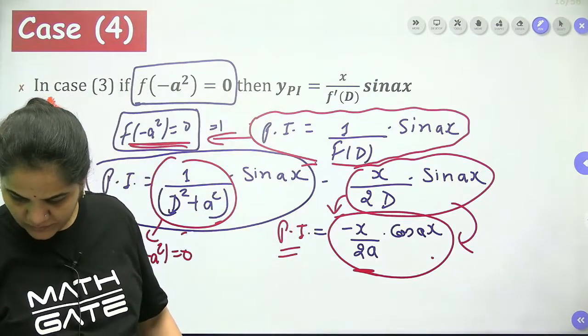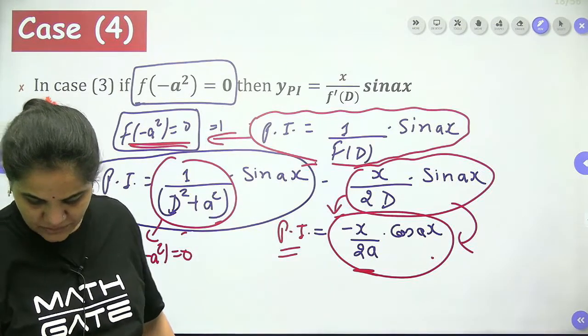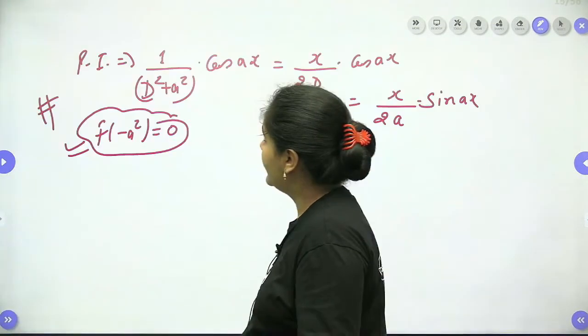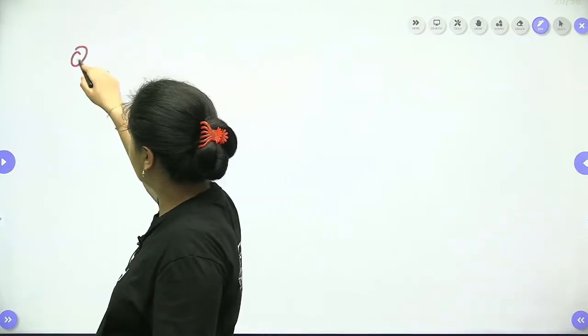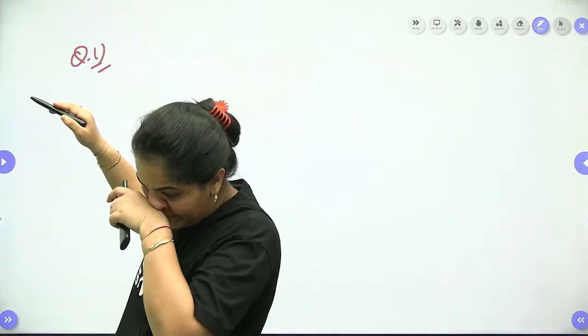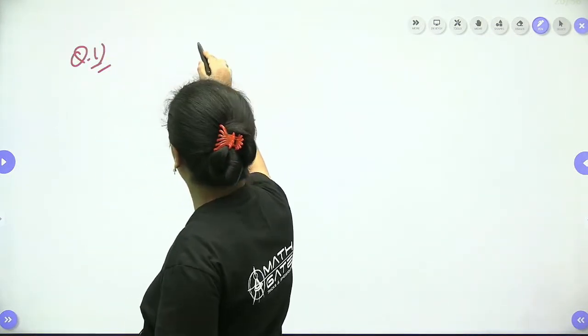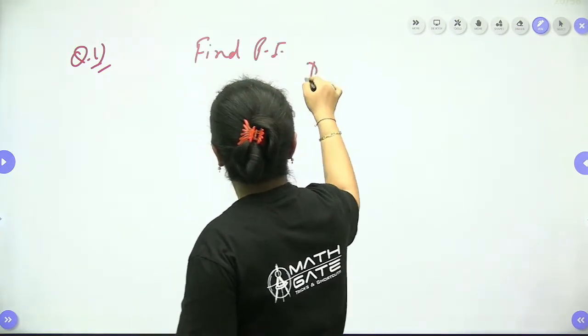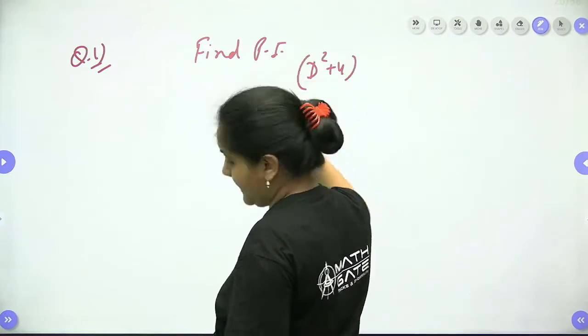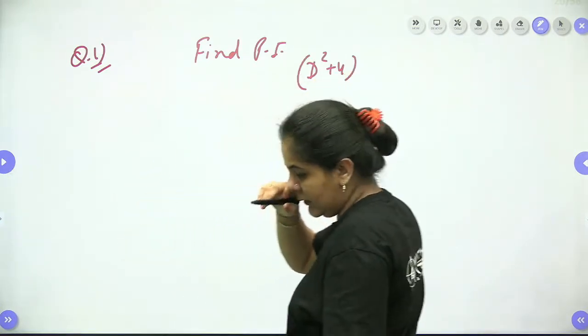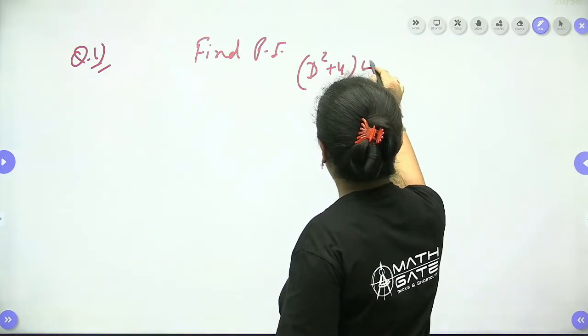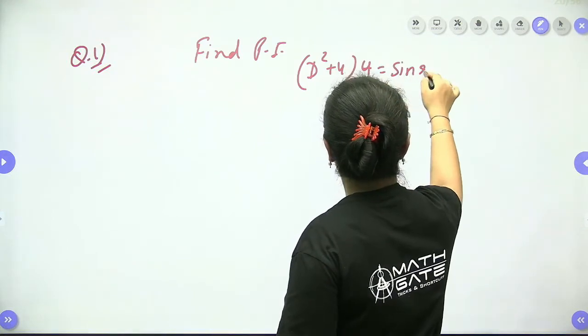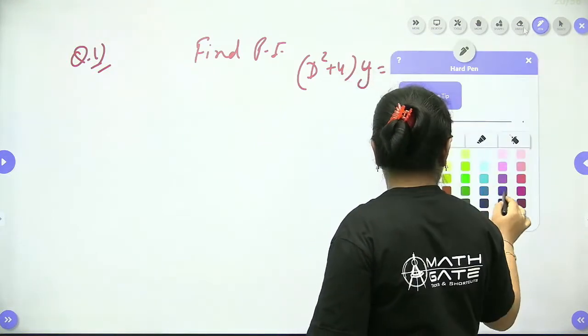Okay, so we have one example. Let's have a discussion on the example so that it will be clear in your mind. Find the PI for D square plus 4, y is equal to sine of 2x. So we have to find out the PI for this one.